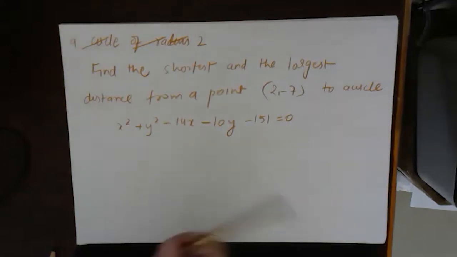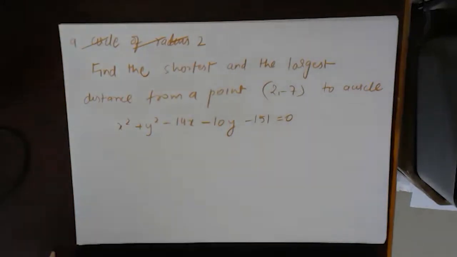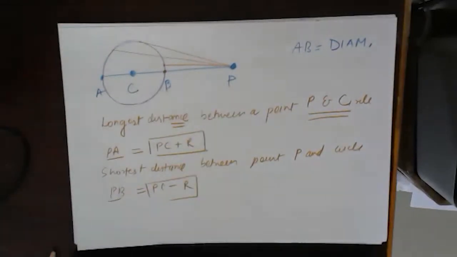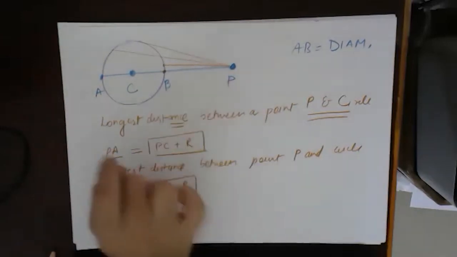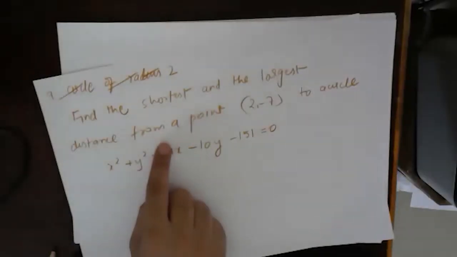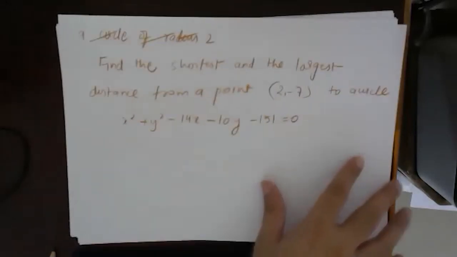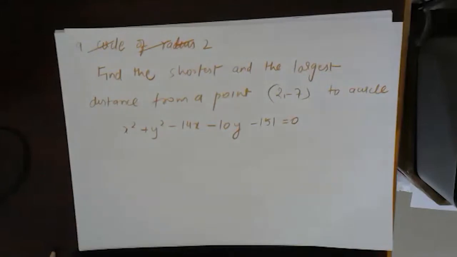Fine. Okay. So one thing: in the previous theory, I have assumed that the point is outside. Now what will happen if the point is inside the circle? If you look at this particular question, you will notice that this particular point is lying inside the circle.